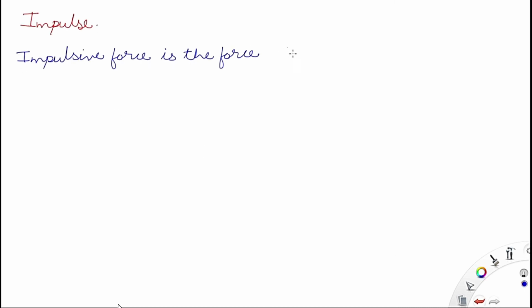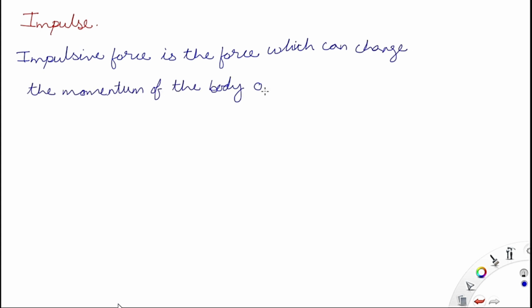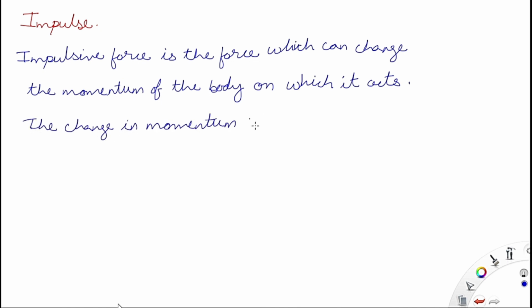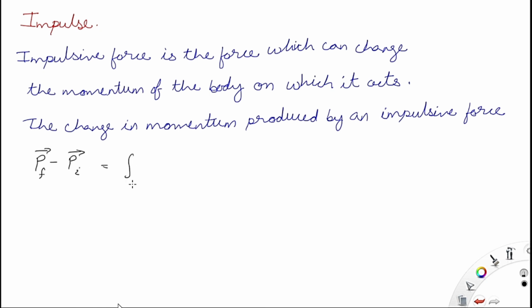Now, because we have understood linear momentum, we should know about impulse also, because impulse is that thing which causes the change in linear momentum. Impulsive force is the force which can change the linear momentum of the body on which it acts.